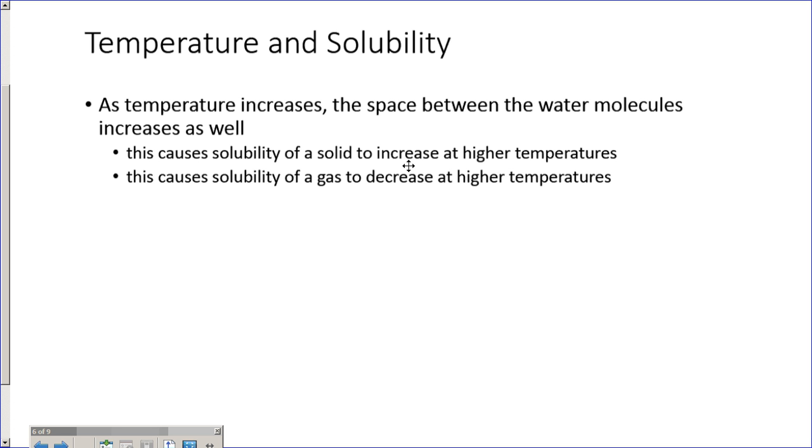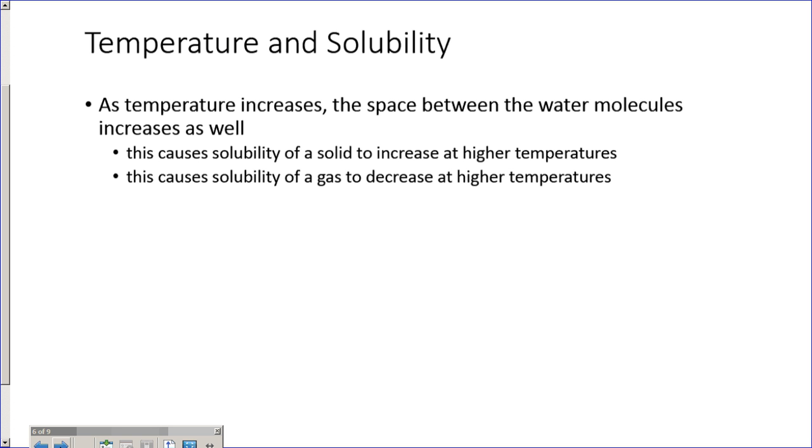However, if we're talking about the solubility of a gas, that gas is going to be less soluble, because if there's more space between the water molecules, it's like the gas can escape. It's like bars in a jail, right? If the bars were 3 feet wide, everyone would be out. But we make them narrow so people can't get through. It's the same thing with gases and water.